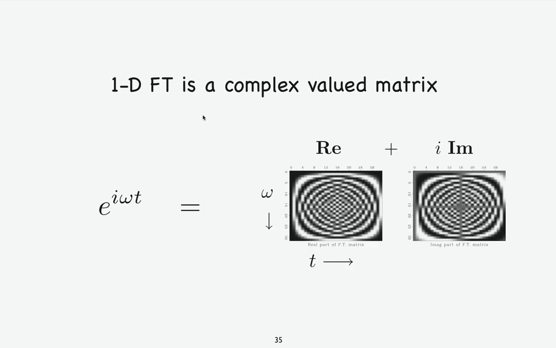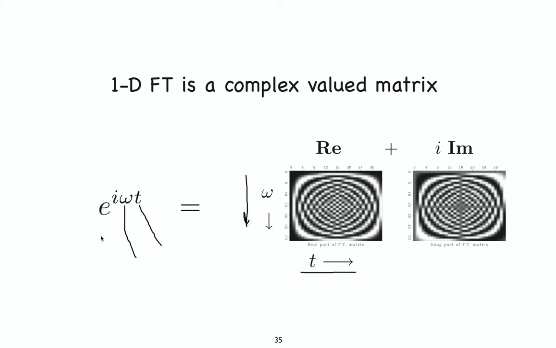The first thing is a one-dimensional Fourier transform is really a complex valued matrix. An important part of it is anyway. We have two things that are varying. We have frequency as a variable, and we have time as a variable. And so here's time running this way, and here's frequency running this way.